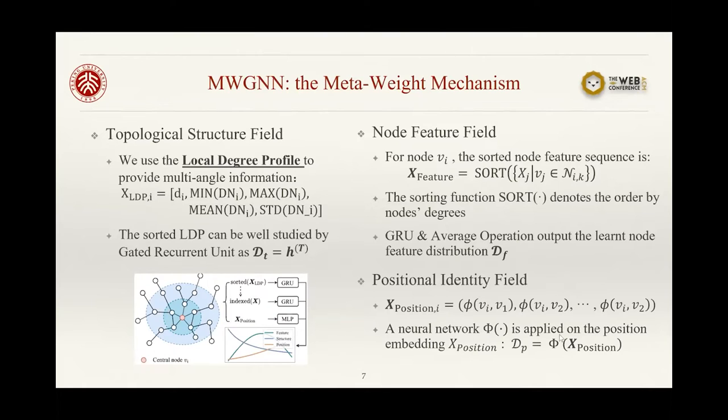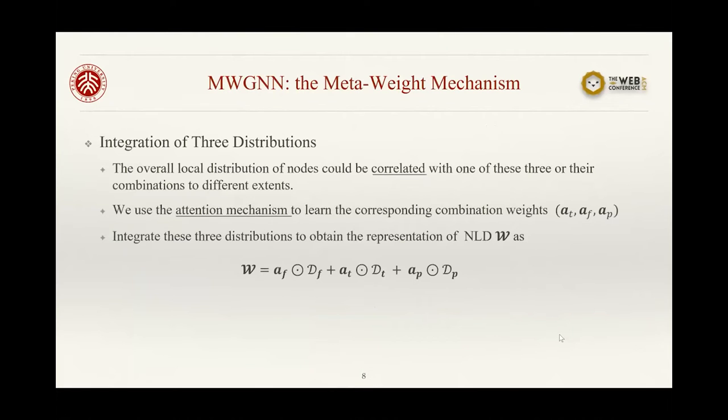After being studied by different mechanics, such as GRU and MLP, we can obtain distributions of each field for modeling NLD. So the above mentioned process models three specific local distributions, and the overall local distribution of nodes could be correlated with one of them or their combinations to different extents due to the complex variations of the NLDs. Thus, we combine them using an attention mechanism to learn the corresponding combination weights to obtain a better representation of NLD, or in other words, metaweight.